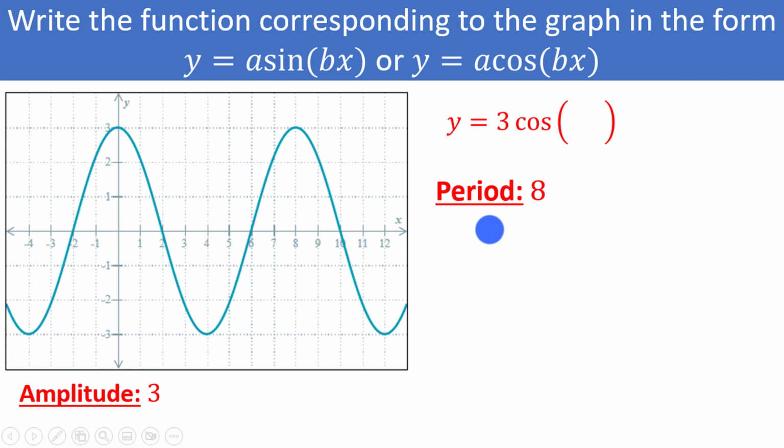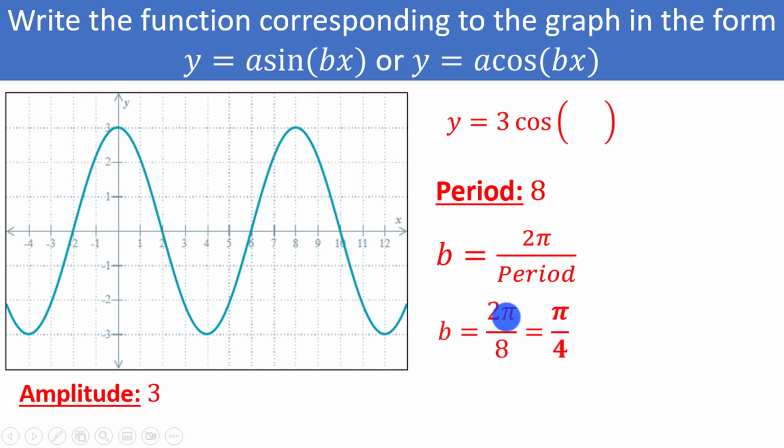Just like in the last problem, we can solve for b, which is the value that must be multiplying x on the inside of the function, by taking 2 pi and dividing by the period. b is equal to 2 pi divided by 8, which simplifies to pi over 4. That means that our completed function is y equals 3 times the cosine of pi over 4 times x. That is the function that represents this graph.